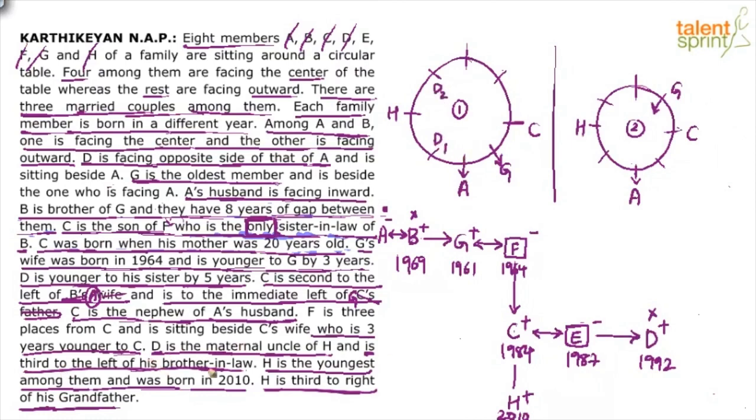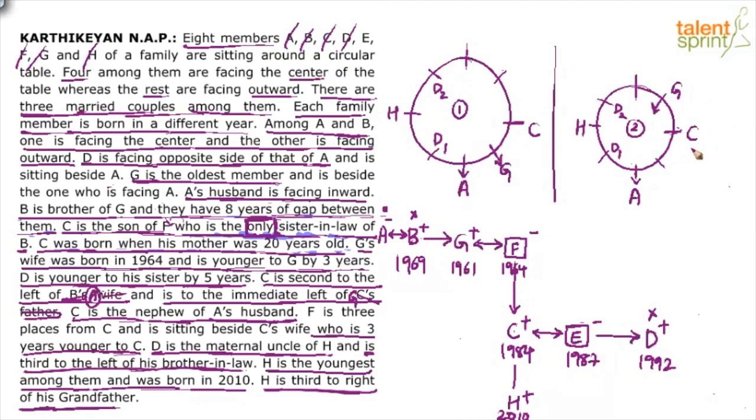D is third to the left of brother-in-law who is C. So third to the left of C. First, second, third. Suppose C is facing center. So left will come D this side. C is facing outwards. Left would come this side. In case 2, what happens? D is third to the left of C. Now third to the left of C, first, second, third is possible, first, second, third here also is possible. So there are two possible positions of D, right? First, second, third, this can be D1, first, second, third, D2. Because D is third to the left of his brother-in-law, it all depends on C's position. Is C facing center or outwards?